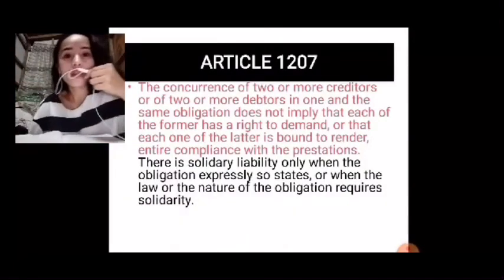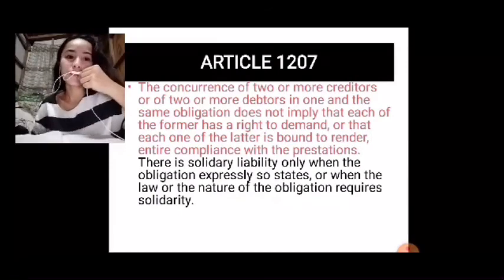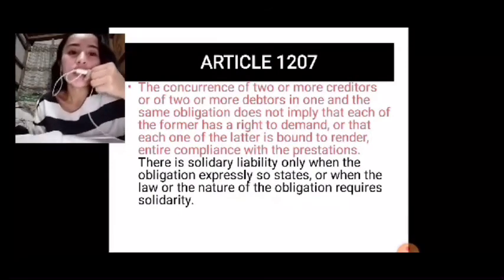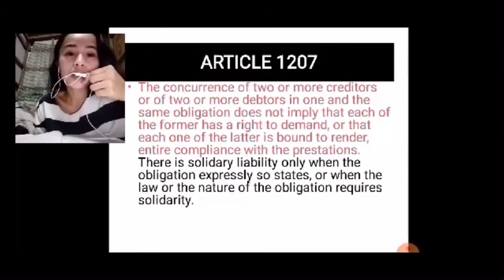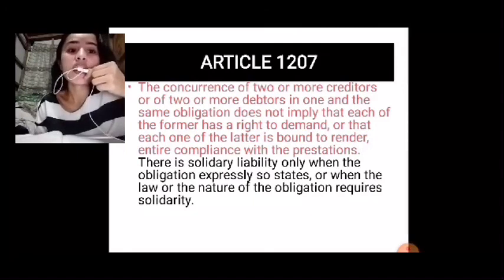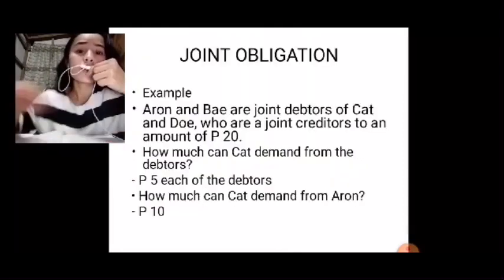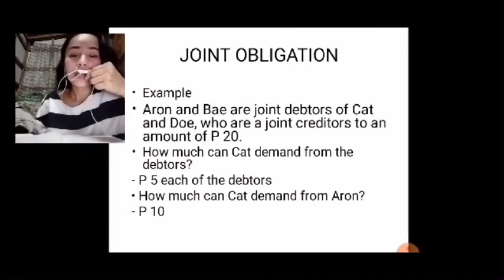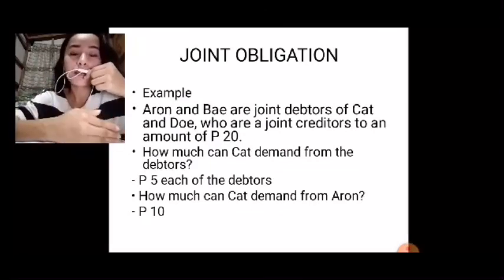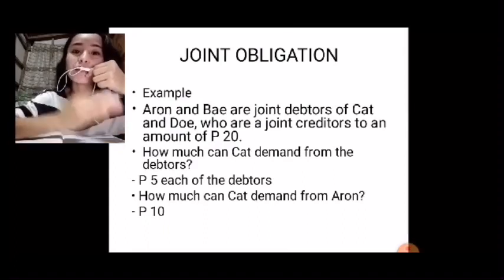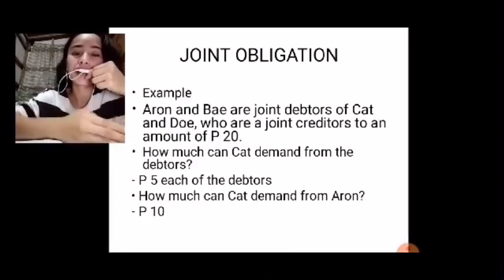So Article 1207. In the first sentence: the concurrence of two or more creditors or of two or more debtors in one and the same obligation does not imply that each of the former has a right to demand, or that each of the latter is bound to render entire compliance with the prestation. So it only tackles joint obligation. In our example, each has their own payment, their own right and parts in the obligation.